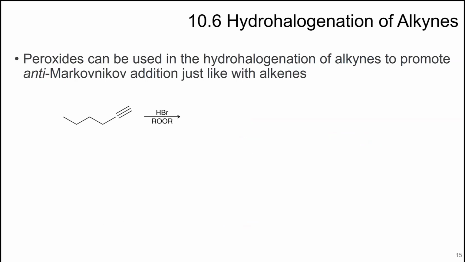Just like with alkenes, we can change the selectivity by using a peroxide. So this alkyne with HBr and ROOR will give us the double bond with the halogen, the bromine at the less substituted position. We'll also get the other isomer there. So we'll get a mixture of E and Z isomers. And that happens in 82% yield.